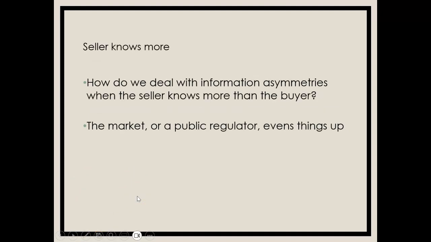So, how do we deal with this particular type of asymmetric information? How do we keep it from destroying confidence in transactions and inhibiting the creation of markets? Basically, the market or a public regulator tries to even things up and keep the information from being asymmetric and keep both parties informed about what's going on.